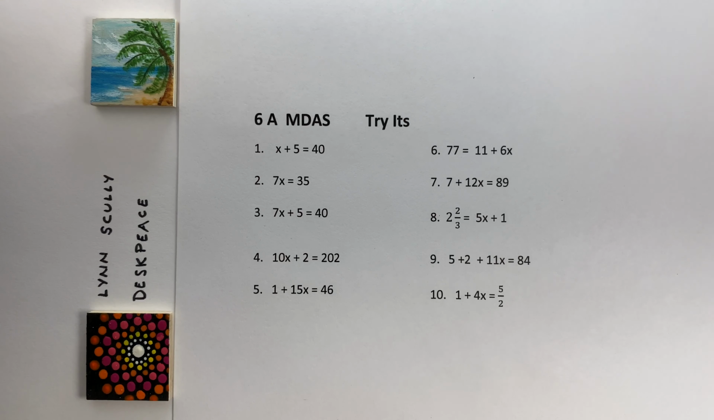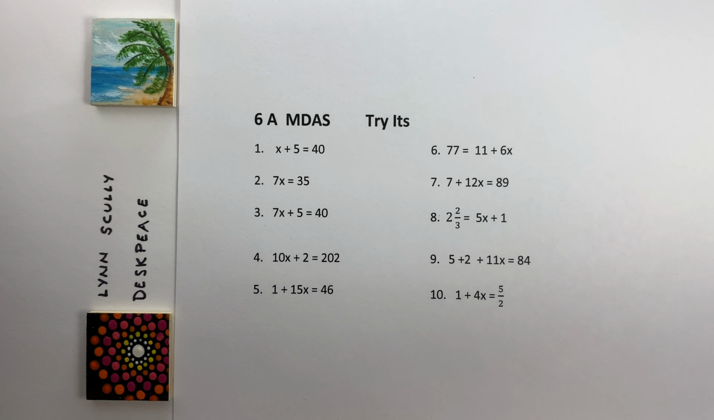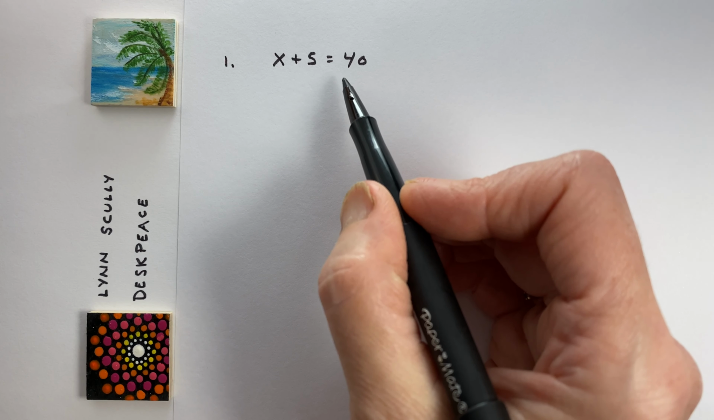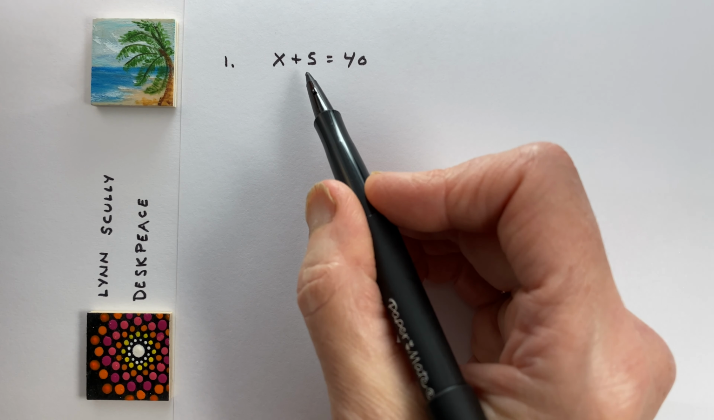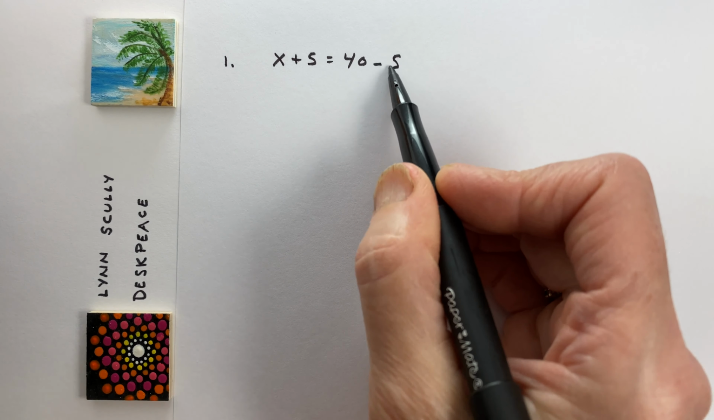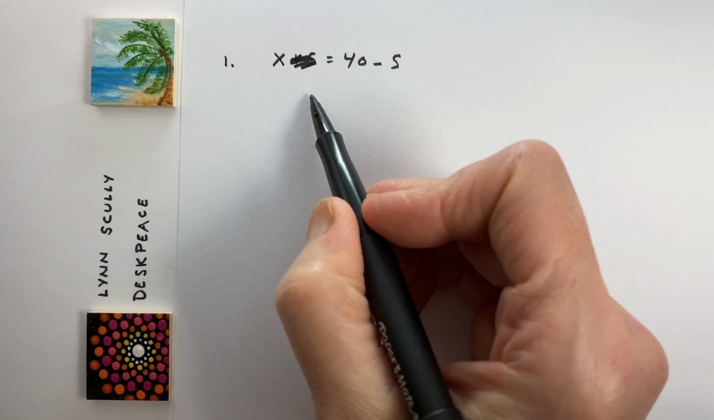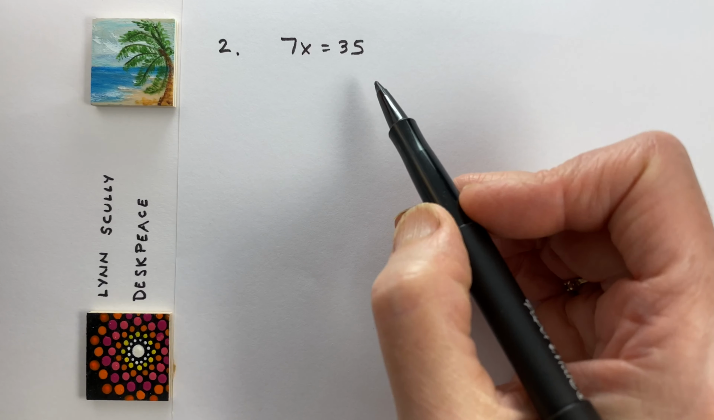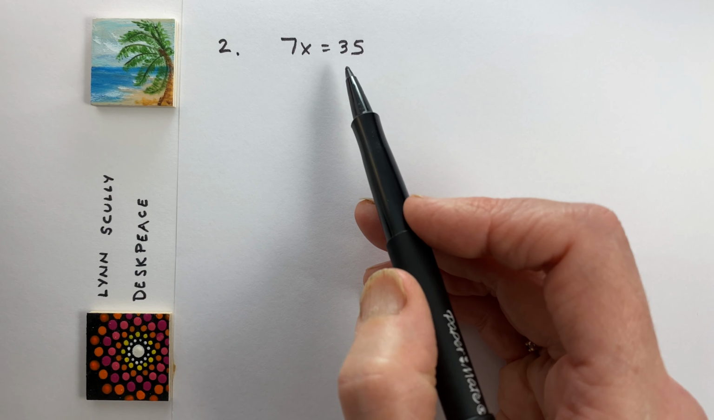These are the try-its for lesson 6A, where we're undoing multiplication and addition or subtraction to get our unknown alone. So take a screenshot, grab a pencil and paper, and follow along with me. Number 1, x plus 5 equals 40. I want to get x alone. 5 is attached by addition, move it by subtraction to the other side of the equal sign. X equals 35.